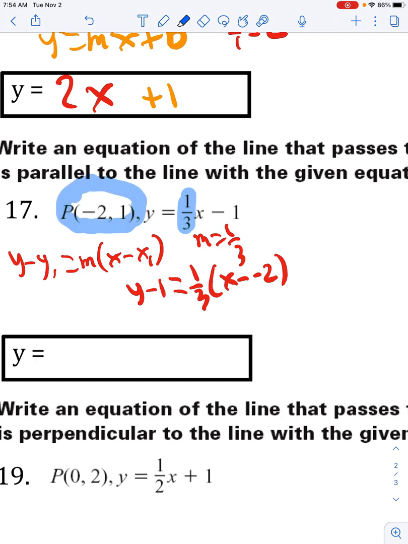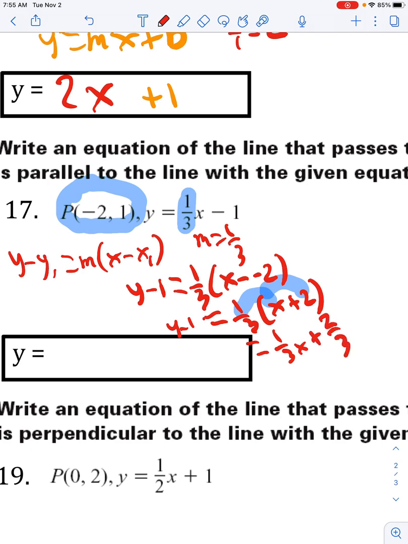Again, I'm finding those numbers right here, but I got to simplify. So let's keep going. I'm going to say, okay, x minus -2 is really x plus 2. Still have y minus 1. Let's use the distributive property. So this gets multiplied into both terms. So 1/3 x plus 2/3, and I still have y minus 1. And then my last step is to add 1 on both sides. So y equals 1/3 x plus 1 2/3. You could say that that is also 5/3 if you kept it as an improper fraction.